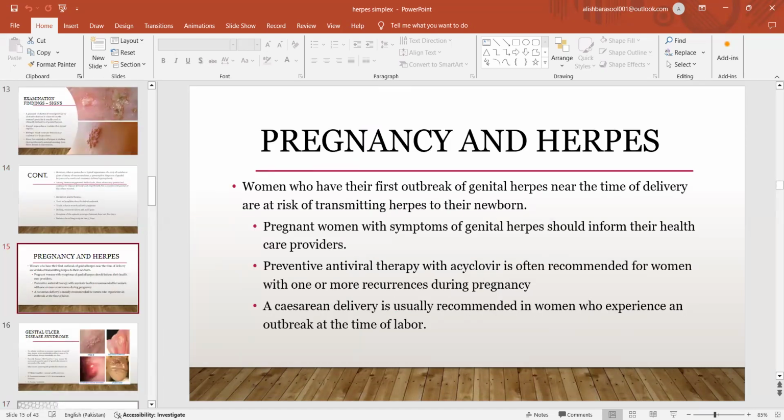Pregnancy and herpes. Women who have their first outbreak of genital herpes near the time of delivery are at the risk of transmitting herpes to their newborn.